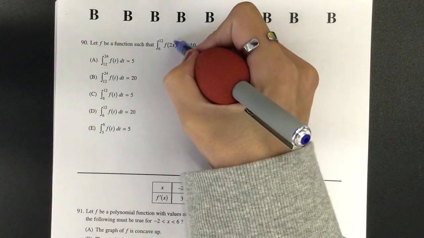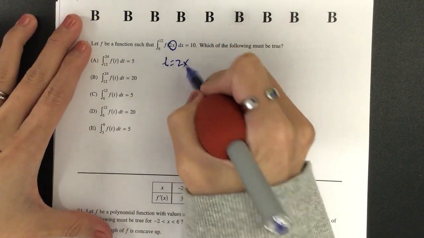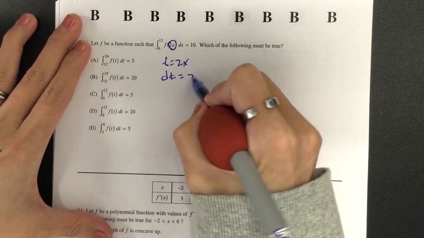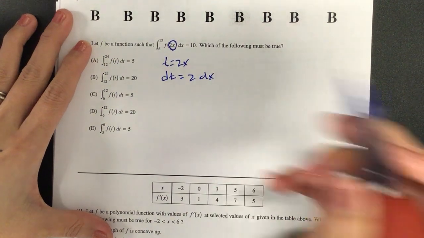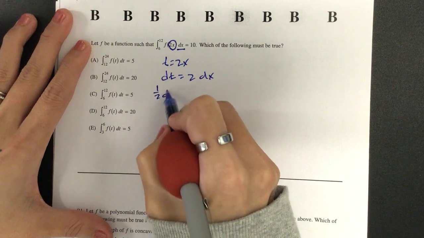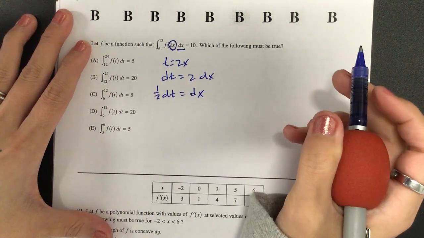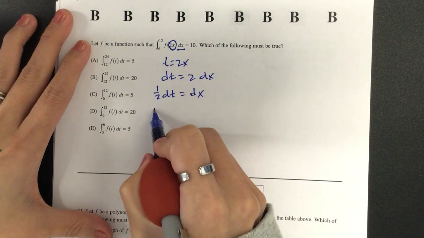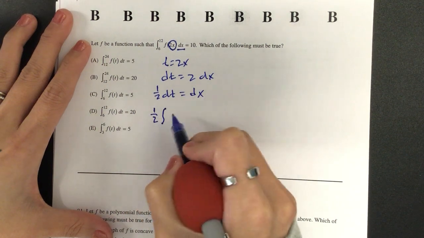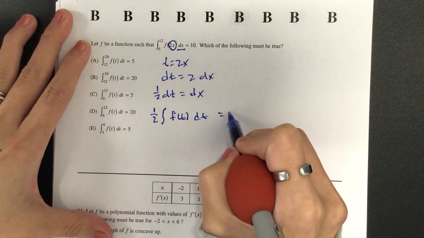So that will be our u substitution. Let's recall: t is equal to 2x, dt is equal to 2 dx, and we want dx by itself because I have dx right here by itself. One half dt is equal to dx. When I do my direct substitution, I'm going to kick out the one half and write the integral of f of t dt equal to 10.